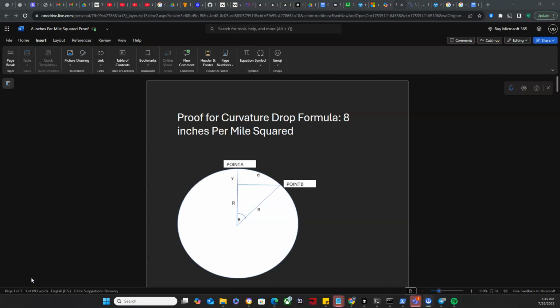Hello and good day. I heard of the popular formula 8 inches per mile squared, and I decided to prove it or disprove it, whichever one, right? So imagine this is the Earth, and you have 2 points, point A and point B.